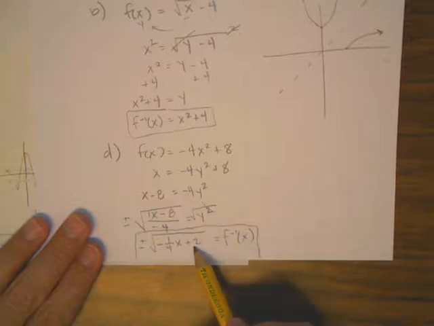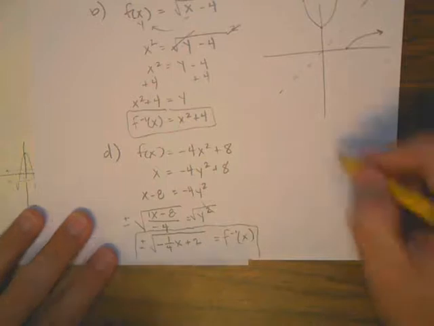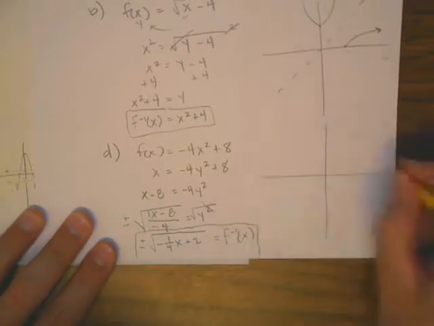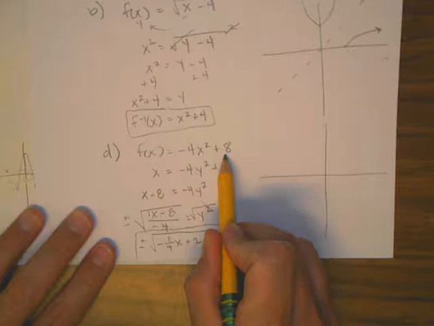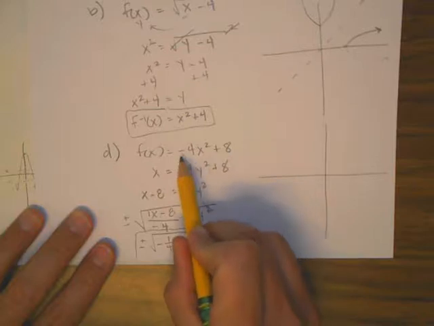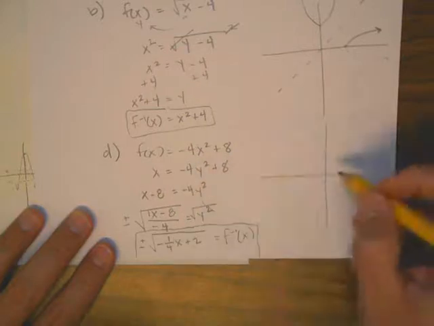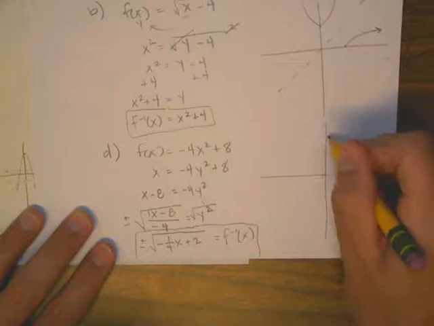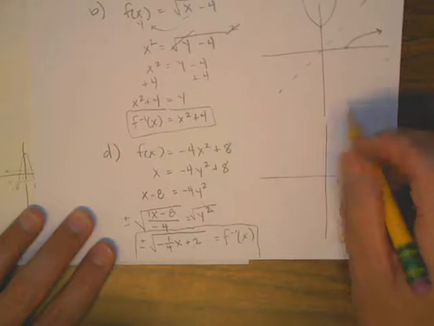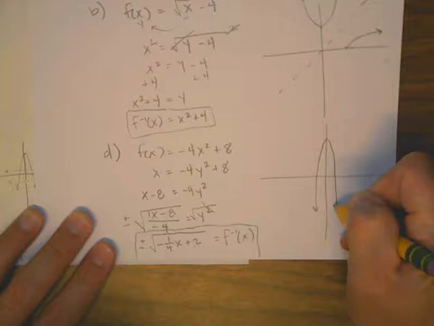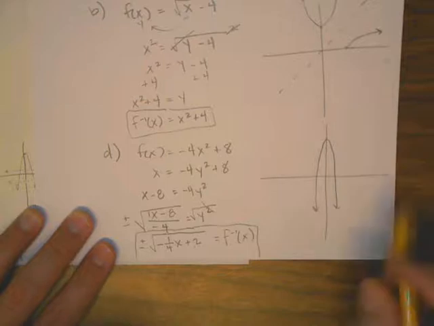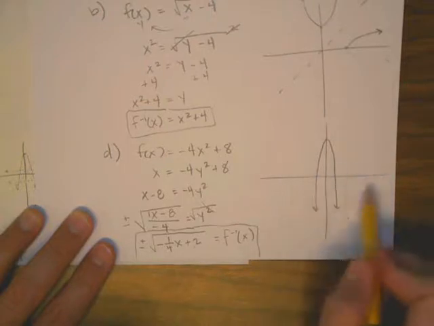All right, so thinking about these other functions, we've got a shift down, vertical stretch, vertical reflection. Sorry, shift up 8. So it's going to go up to 8, be real skinny, and then flip. Like this. The inverse needs to be over here, making this type of shape. So we have a square root function.